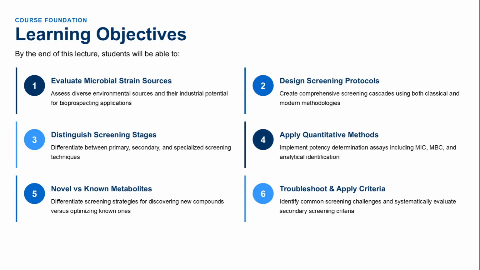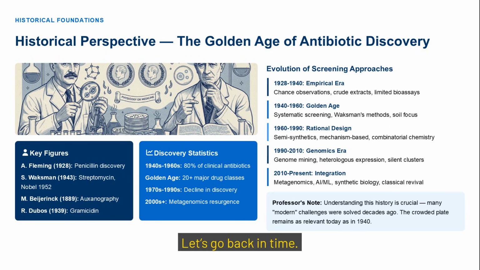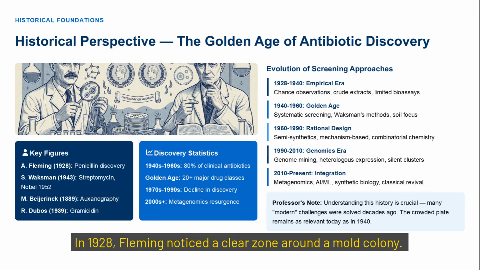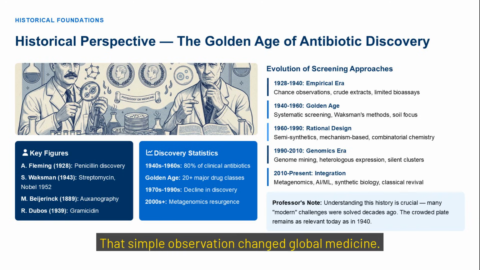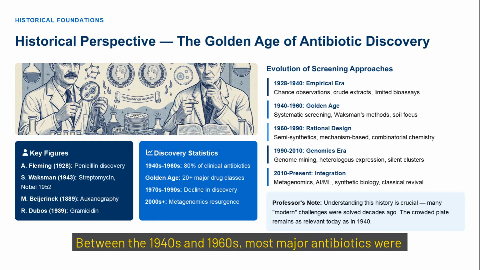Let's go back in time. In 1928, Fleming noticed a clear zone around a mold colony. That simple observation changed global medicine. Then came Waksman, who systematically screened soil microbes and discovered streptomycin. Between the 1940s and 1960s, most major antibiotics were discovered. The key message? Careful screening, even with simple tools, can lead to revolutionary breakthroughs.